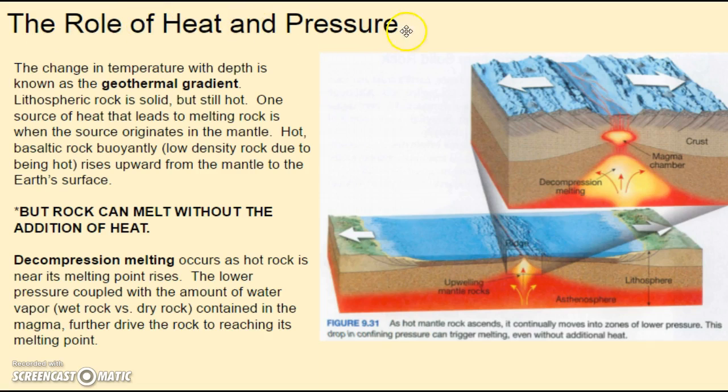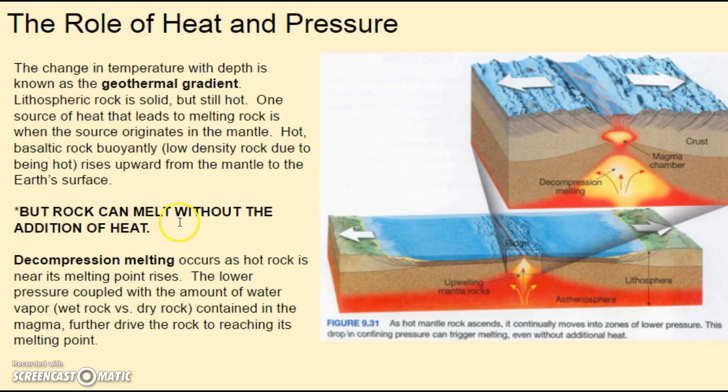So the role of heat and pressure. The change in temperature at depth is known as the geothermal gradient. Lithospheric rock is solid, but it's still very hot. One source of heat that leads to melting rock is when the source originates from deep within the earth, in the mantle. Hot basaltic rock rises vertically, and we call this just a general plume.